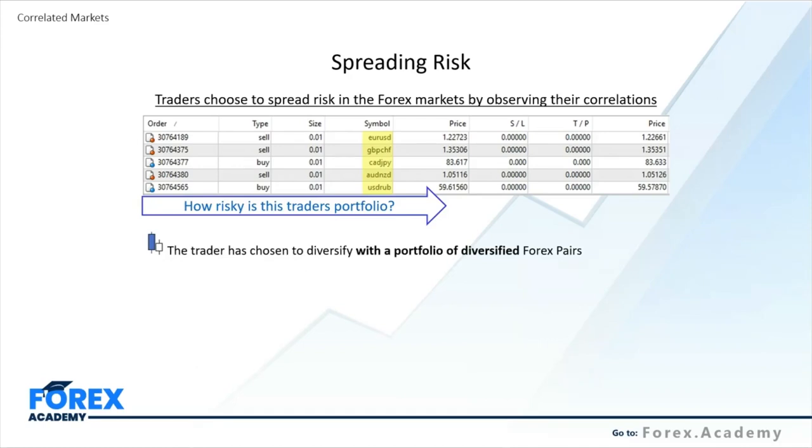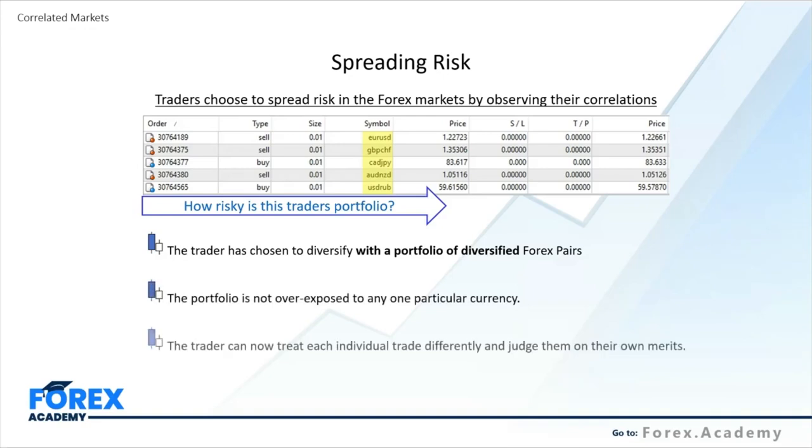And what we can see is that we have one euro construct really within these selection of pairs. We have one pound, one Swiss franc, one Canadian dollar, one Japanese yen, and so forth. So it is a very, very well diversified portfolio. We do, of course, have the US dollar against the euro and the US dollar against the ruble, but again, they are going to trade very much in relation to how the euro and the ruble is trading. So there is a good level of diversification there. The portfolio is not overexposed to any one particular currency, and the trader can now treat each individual trade differently and judge them on their own merits.